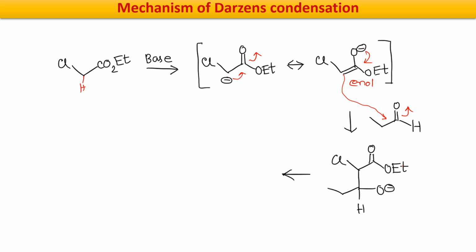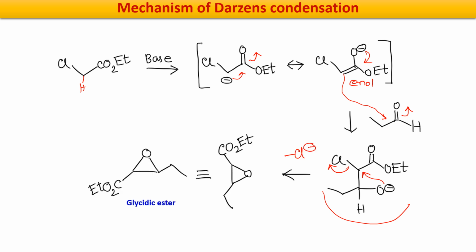And now you can see this part we are getting from the aldehyde, with negative charge over oxygen, and this negative charge can now attack this carbon because chlorine will be the leaving group. So after removal of chlorine, what are we getting? We are getting a three-membered ring, and that is the epoxide ring. It is the same molecule, just rotated so that it looks better. And this is the glycidic ester, right?